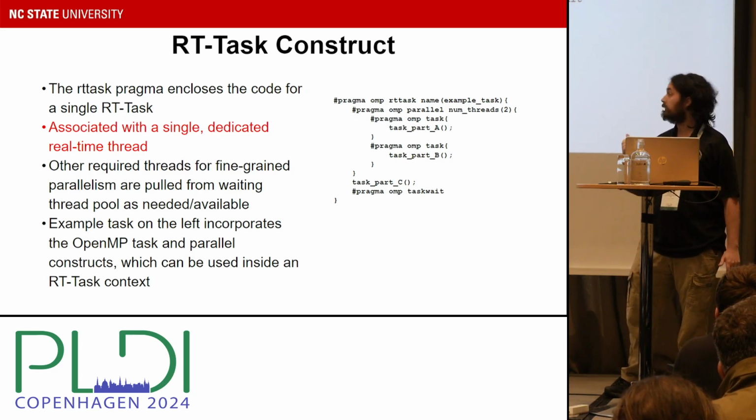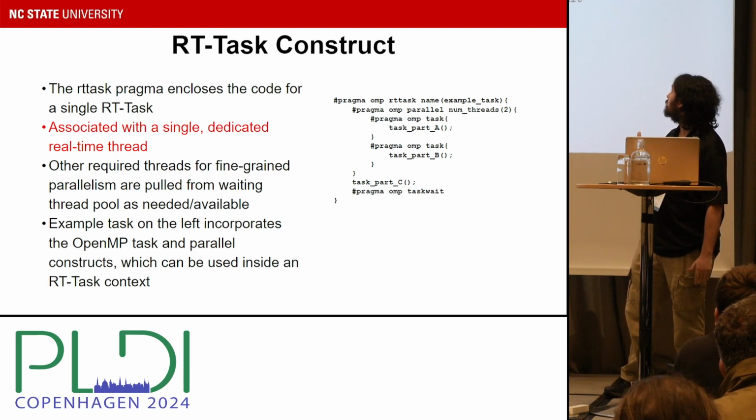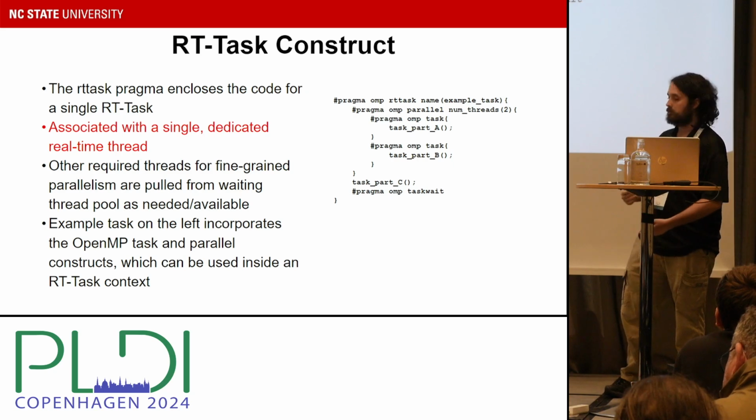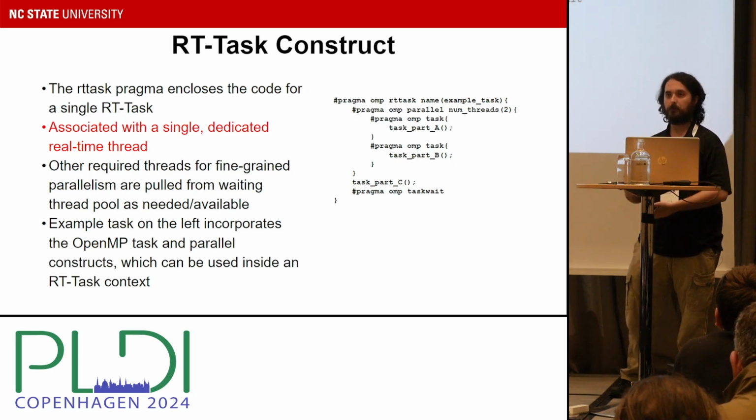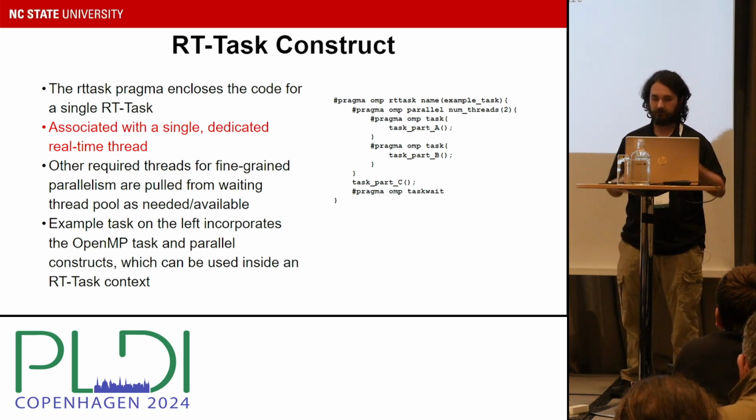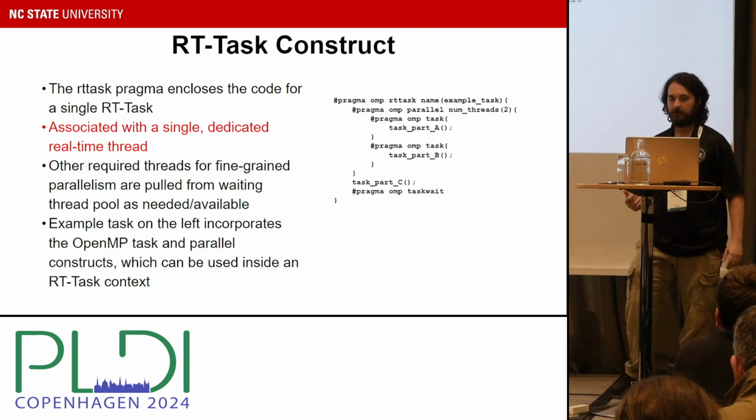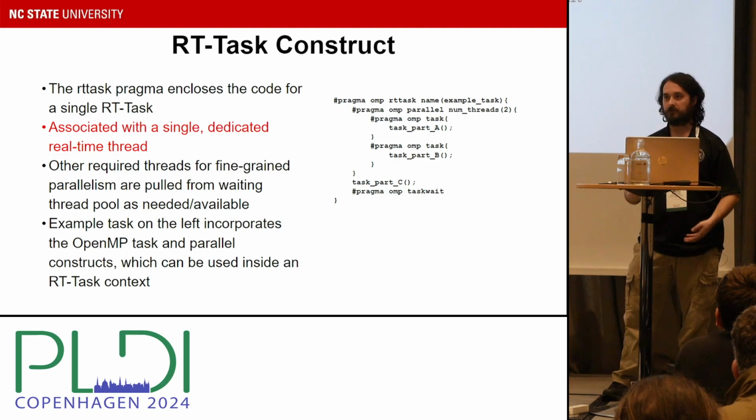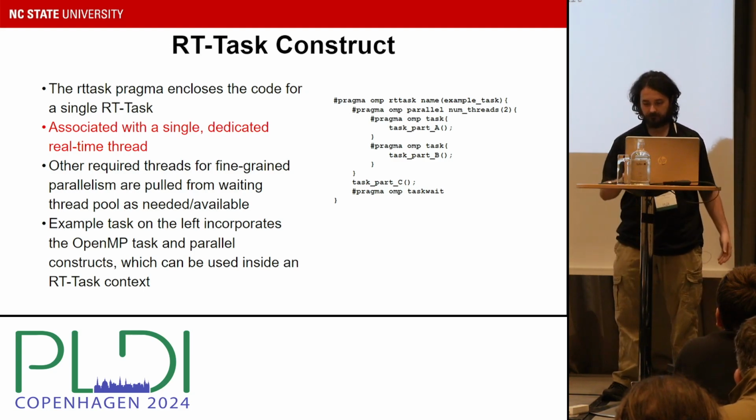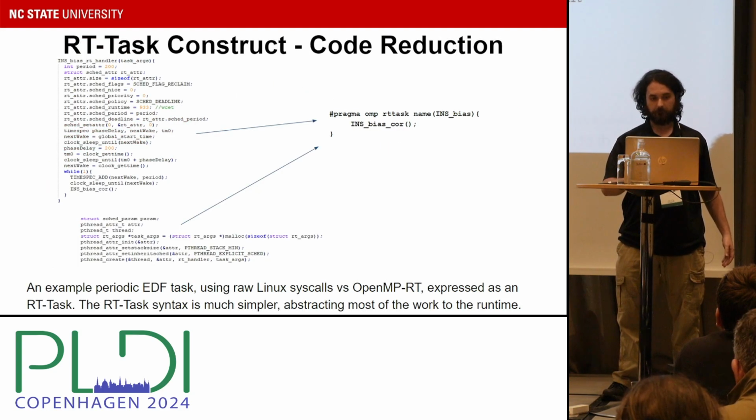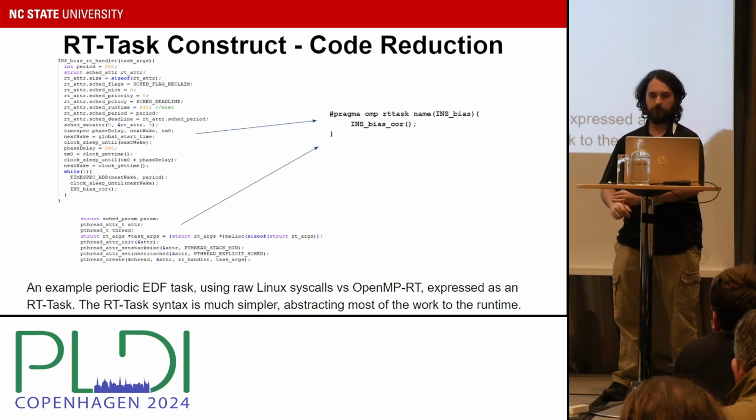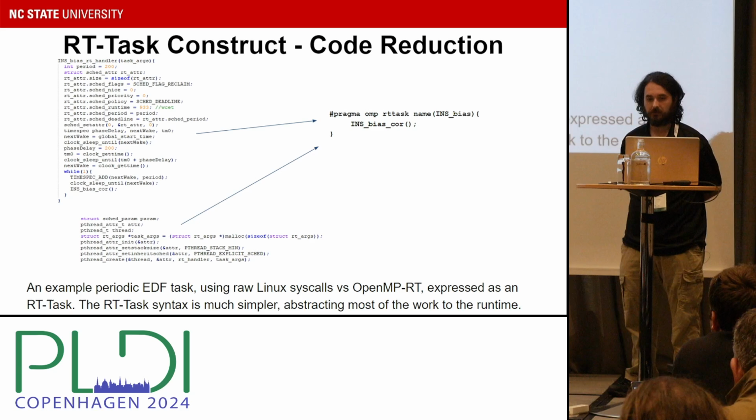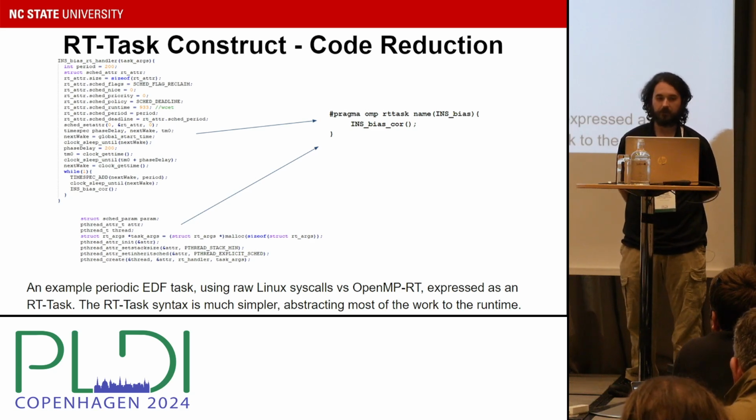This, as you can note, incorporates fine-grained parallelism as well by enclosing an OpenMP parallel section containing two threads, and then using the OpenMP task Pragma internally. This is to express the code reduction when invoking an RT task.